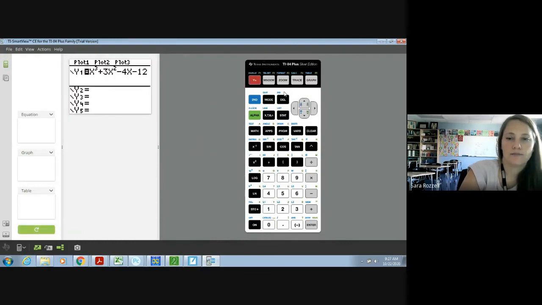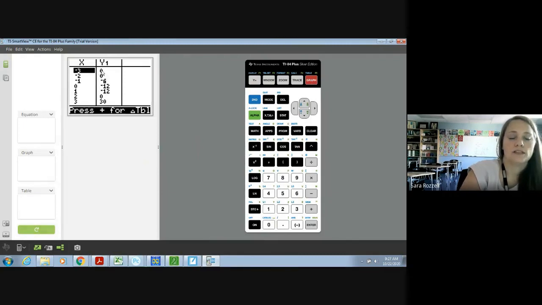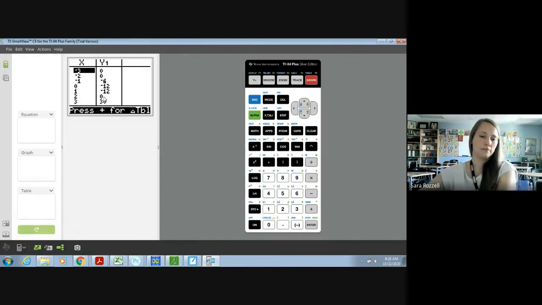Looks okay. So second table, y was 0 at -3, -2, and 2. How many roots were we looking for? 3. How many did we find? 3. We're done. So -3, -2, and 2.